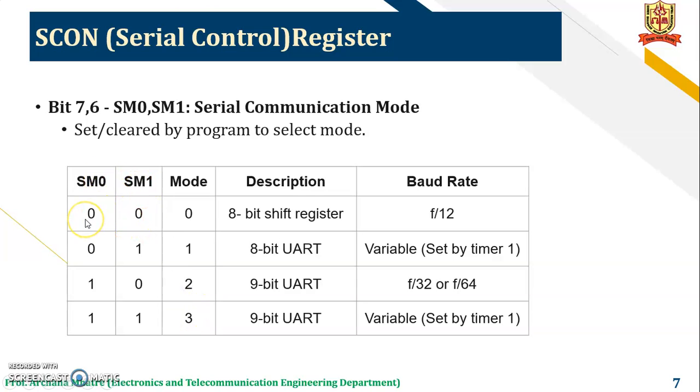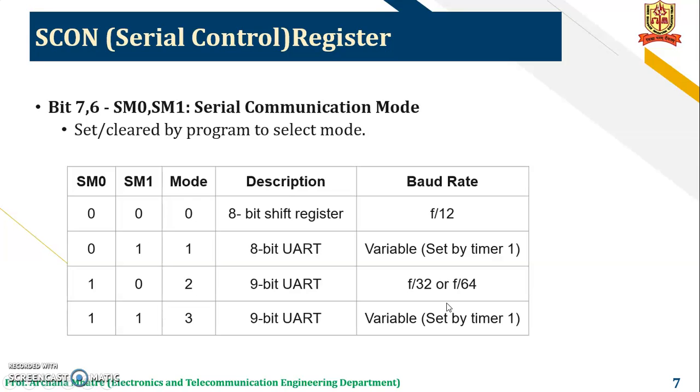Now the combination of SM0 and SM1: if the combination is 0 0, then mode 0 is selected. Combination 0 1, then mode 1 is selected. Combination 1 0, then mode 2 will be selected, and if the combination is 1 1, then mode 3 will be selected. Now mode 0 is the 8-bit shift register mode. Mode 1 is 8-bit UART, mode 2 is 9-bit UART, mode 3 is 9-bit UART, and this is the baud rate for the particular mode.